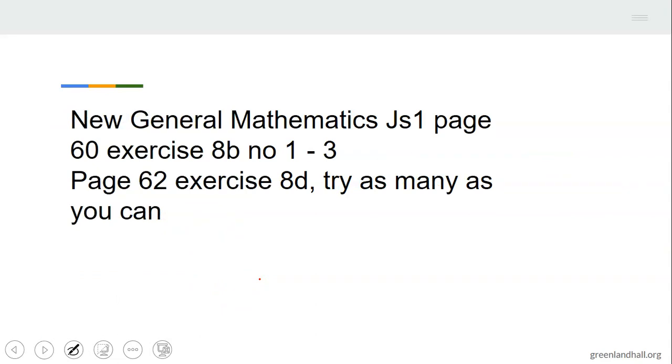Now, for more exercise and more reading, take your New General Mathematics JS1, page 60, exercise 8B, number 1 to 3. Then also go to page 62, exercise 8D. You can try as many as you can. Construct as many as you can. Then make sure you master how to use a protractor effectively to measure angles.